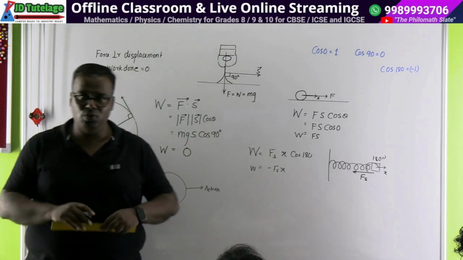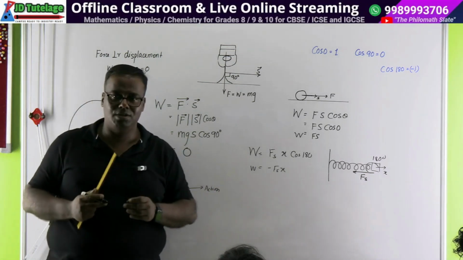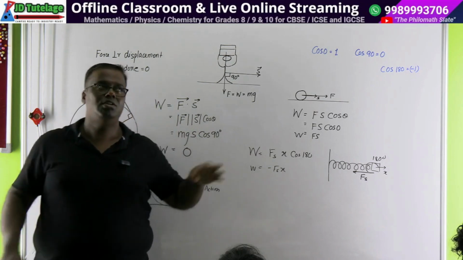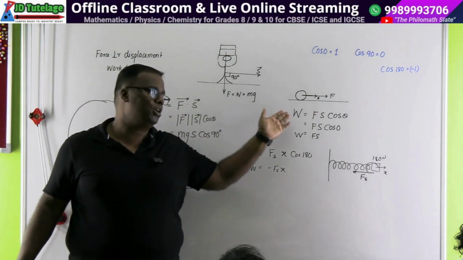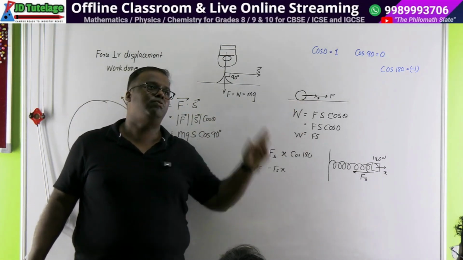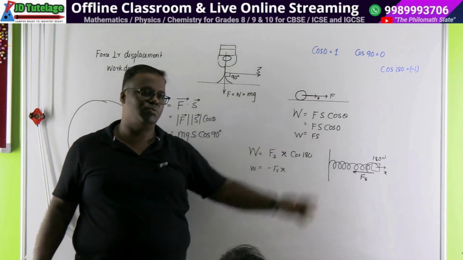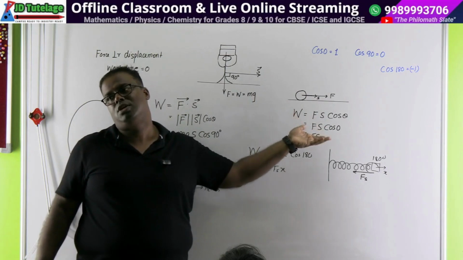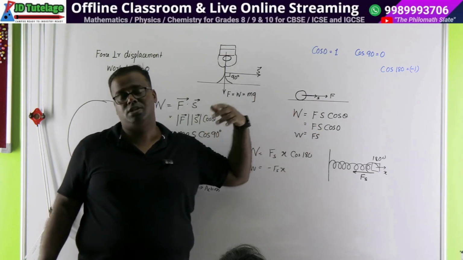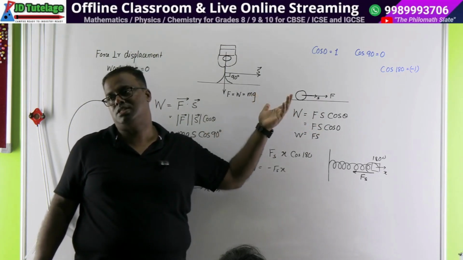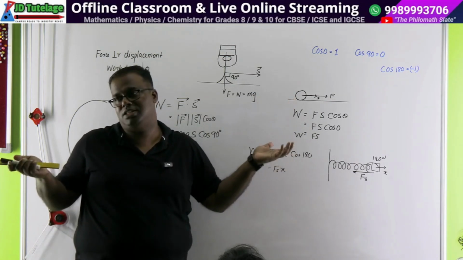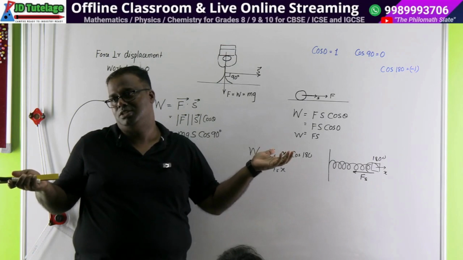So if I did not have to teach all this and I just wanted you to gulp it down, then work is said to be the product of force and displacement. If force is along displacement, work done is Fs. If force is perpendicular, work done is 0. If force is opposite to displacement, then work done is negative. How these happened, you never understood. Why this happened, you never understood.